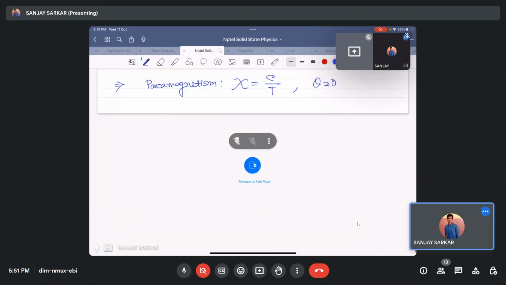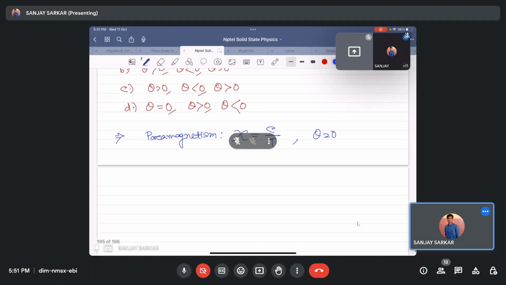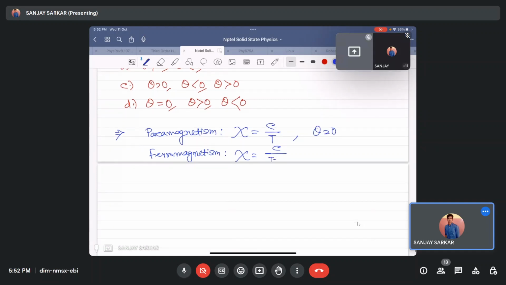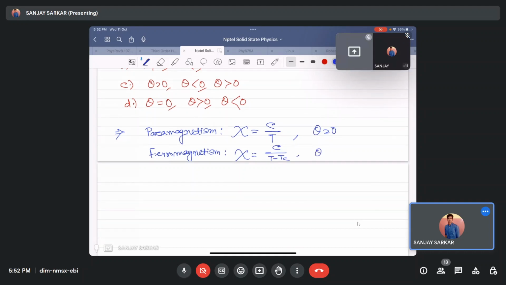Now for ferromagnetism, chi is C by T minus Tc. This is the Curie temperature. So here, if we write it as T plus theta, then theta is less than 0.